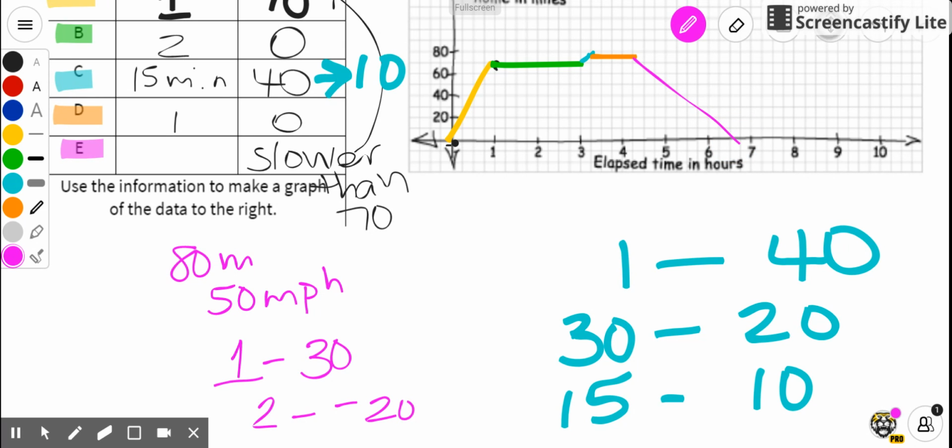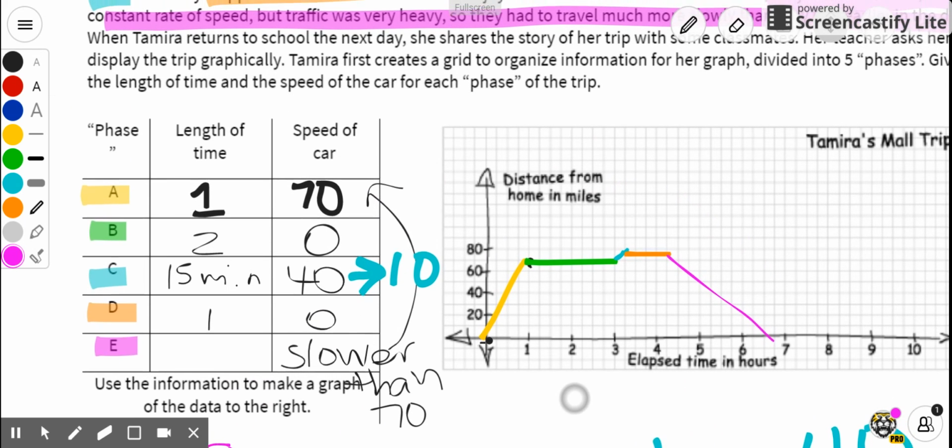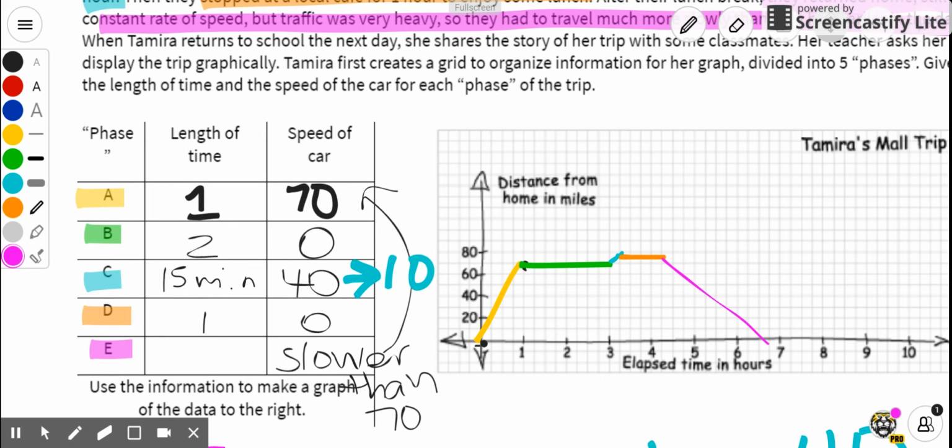So that is how we graph this. Notice that the A part, the yellow, she's rising for an hour, so she's getting further and further from home. And the B, the green, is where she's staying at the mall. And then C is where she went to the cafe, so she drove a little bit further. Then she ate lunch where it's orange, and then she drove back home slower. So look at the steepness of the pink line is less than the yellow line.